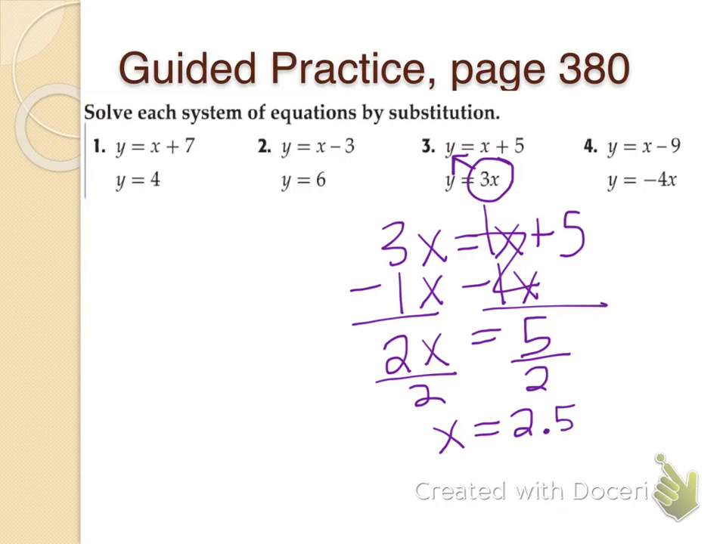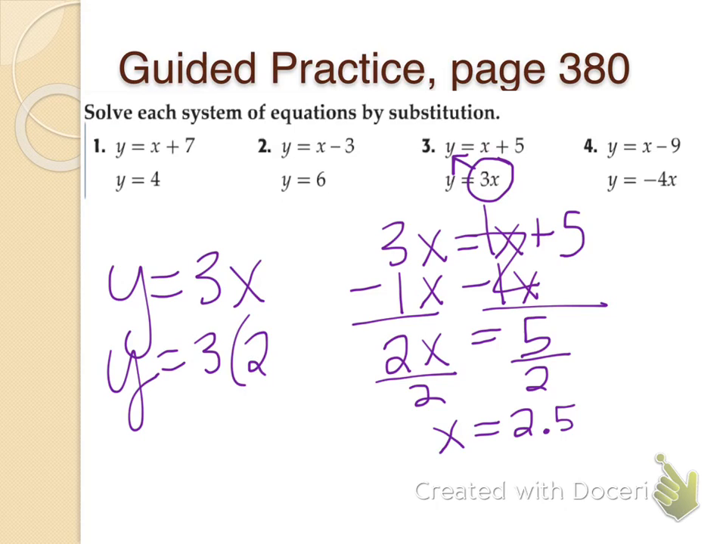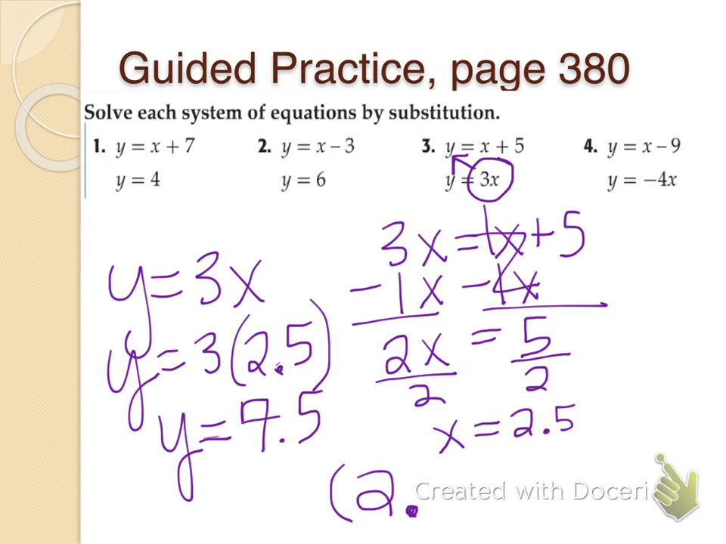All right, so now we need to find y. I know y equals 3x. Instead of x, I know that it is 2.5. All right, when I multiply that, y equals 7.5. So my ordered pair is (2.5, 7.5).